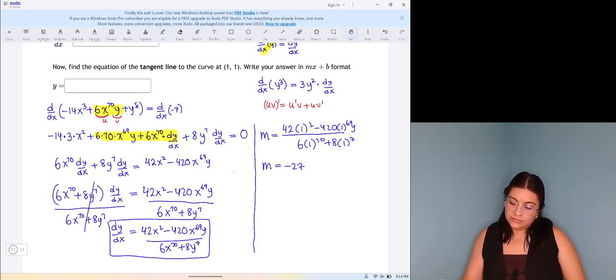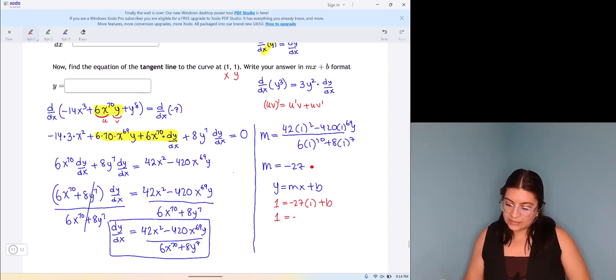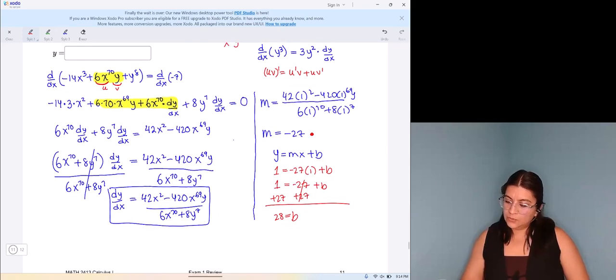Now to find the equation, you can use y equals mx plus b. The y is provided for you. The y is this one, the x is this one, and the slope you just found. So we have 1 equals negative 27 times 1 plus b. 1 equals negative 27 plus b. Plus 27 on both sides. B equals 28. Then you go back to this equation and you say y equals negative 27x plus 28.